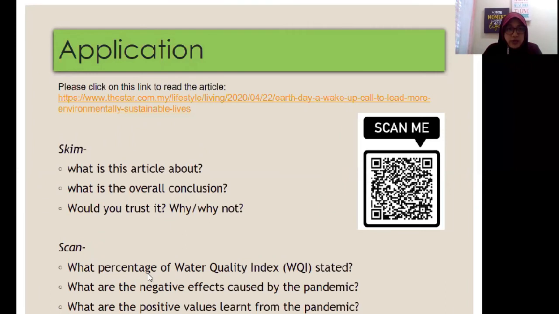Okay, when you are asking what percentage of water quality index is stated, you can find the answer in the article. What are the negative effects caused by the pandemic? What are the positive values learned from the pandemic? We are going to discuss this in our next session.